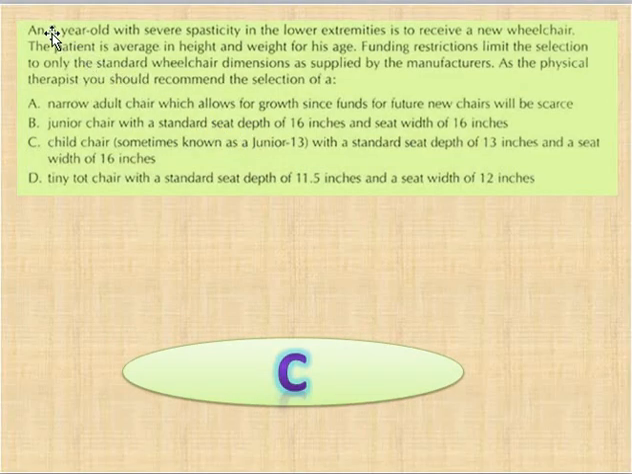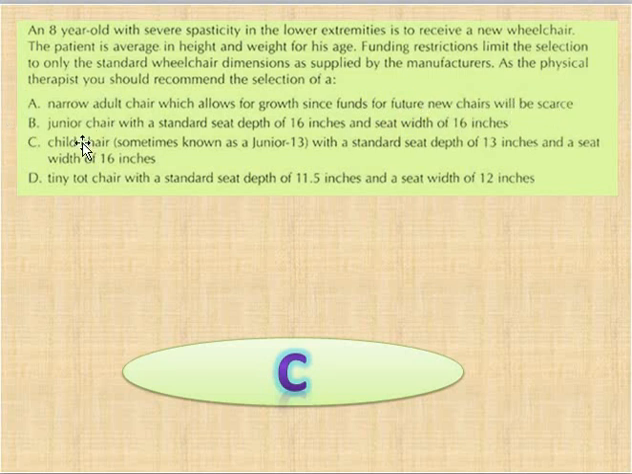Next, an 8-year-old with severe spasticity in the lower extremity receives a new wheelchair. The patient is average in height and weight for his age. Funding restrictions limit the selection to only the standard wheelchair dimensions as supplied by the manufacturers. As a physical therapist, you should recommend the selection of option A, a narrow adult chair, which allows for growth since funds for a future wheelchair will be scarce.